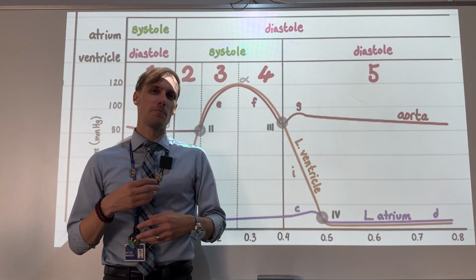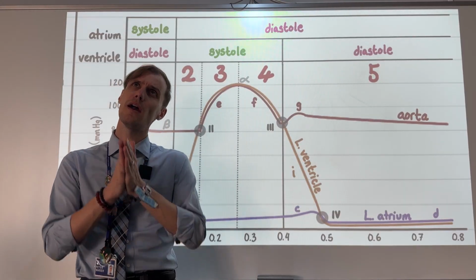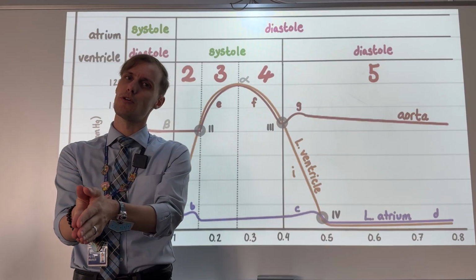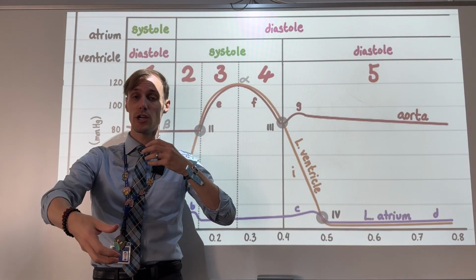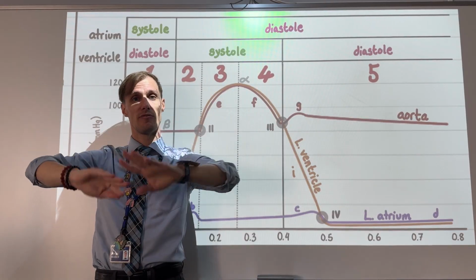A way of remembering blood flow through valves is to really try to figure out which way the valve is allowing flow through. So the atrioventricular valves, it's in the name, want blood to flow from atrium to ventricle.